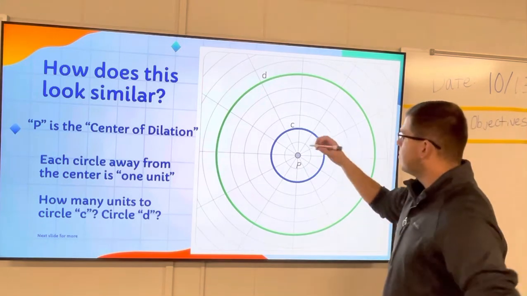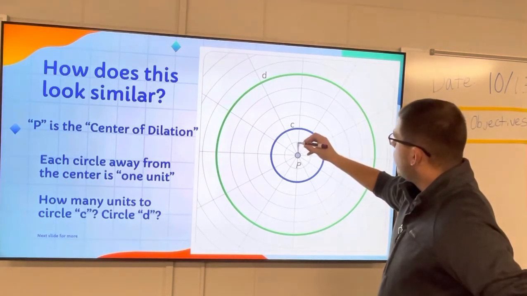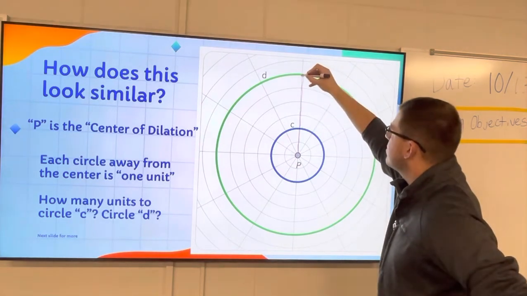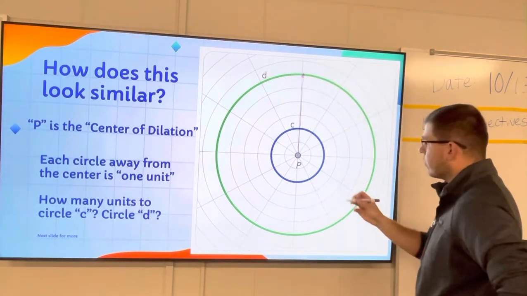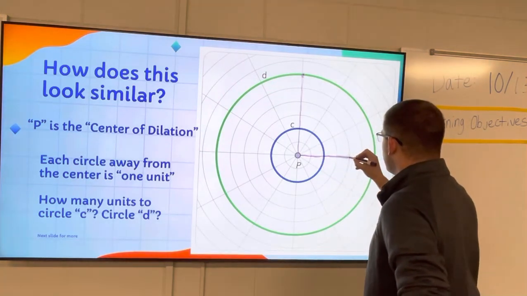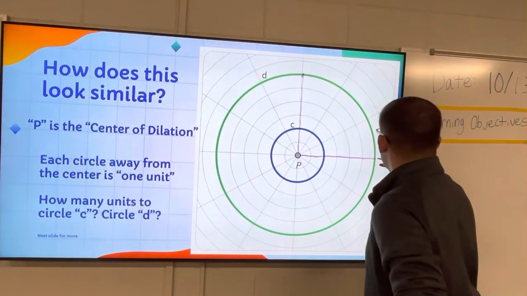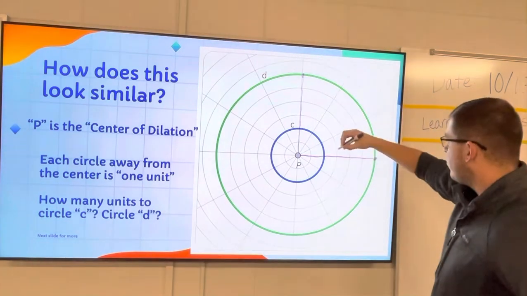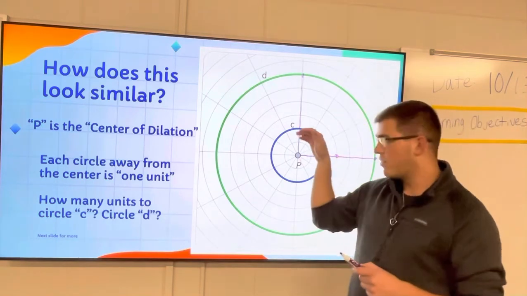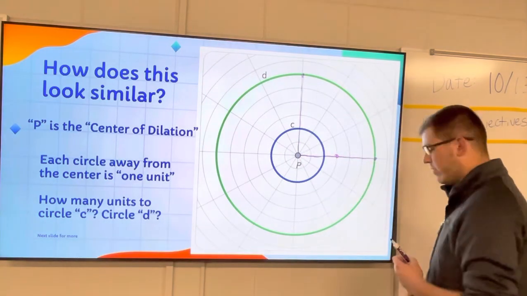Okay, so we can count it out. 1, 2, 3, 4, 5, 6 units. In order to check our work, we can find a different line. 1 unit, 2 units, 3 units, 4 units, 5 units, 6 units. And remember, each of those units is where those circles are intersecting with those straight lines. The straight lines come back to the center of dilation.